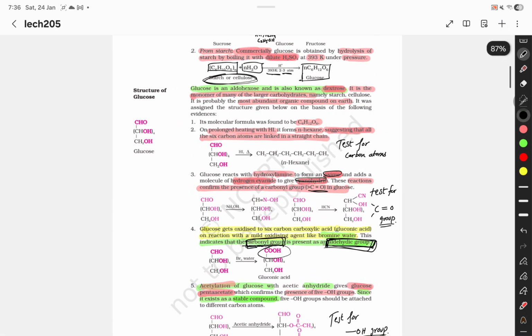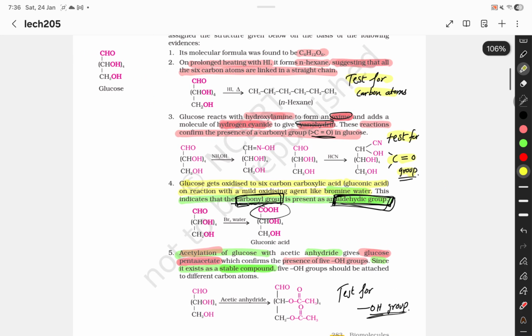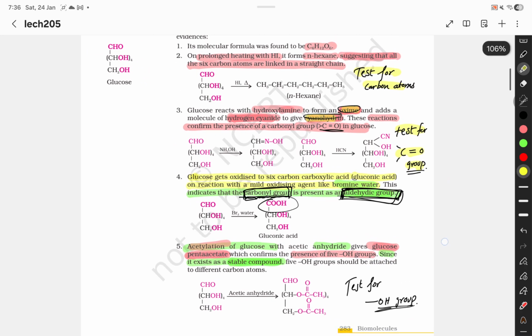Now I'll be summarizing the tests. First is the test for carbon atoms, which we know. Second is the test for the C=O group, for which we use oxime and cyanohydrin.